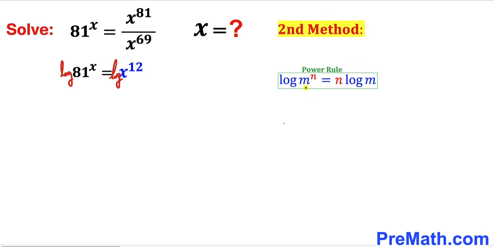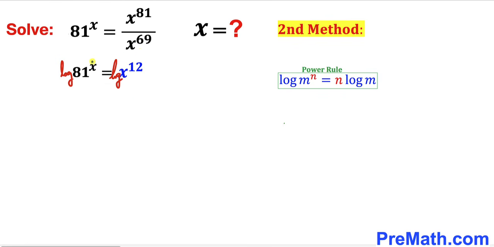If we have a log of m to the power n, then we can drag this exponent n all the way to the very front. As you can see on the right hand side, we got n times log of m, and we are going to apply this rule on both sides of this equation.